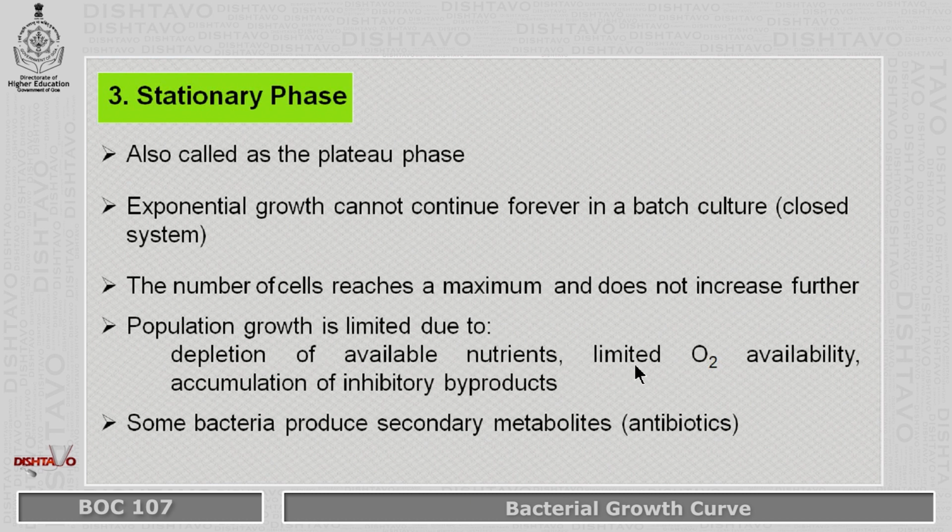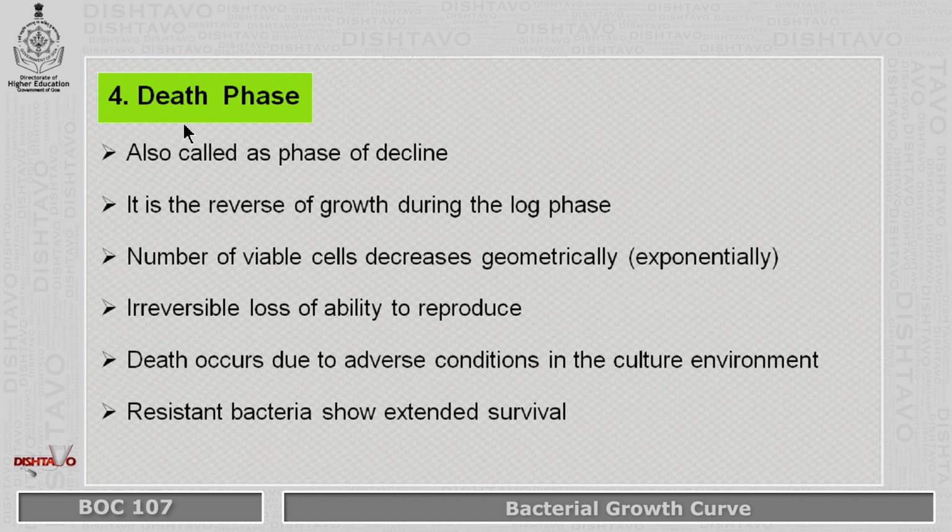The population growth is limited due to the depletion of available nutrients, limited oxygen availability, and accumulation of inhibitory byproducts. So due to all these limiting factors, the growth of the organism is limited in the stationary phase. Some bacteria produce secondary metabolites such as antibiotics in this stationary phase.